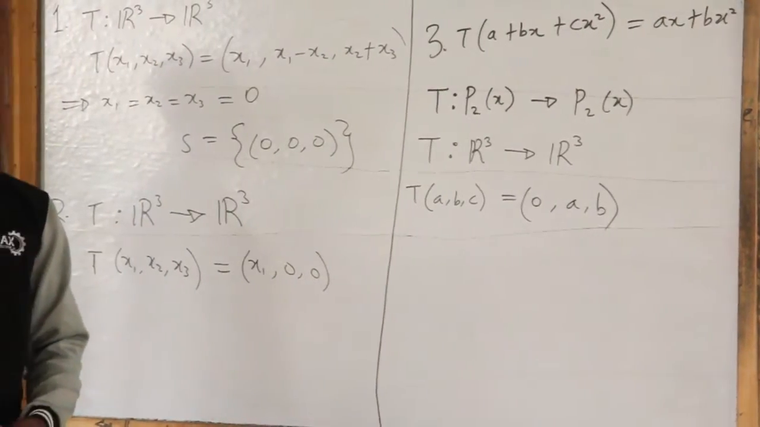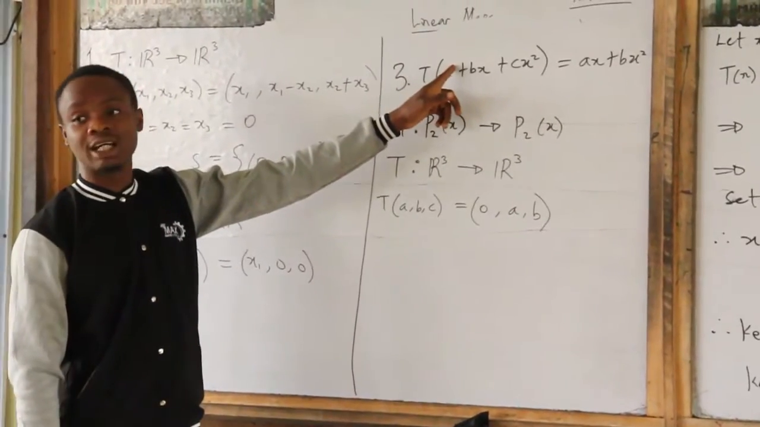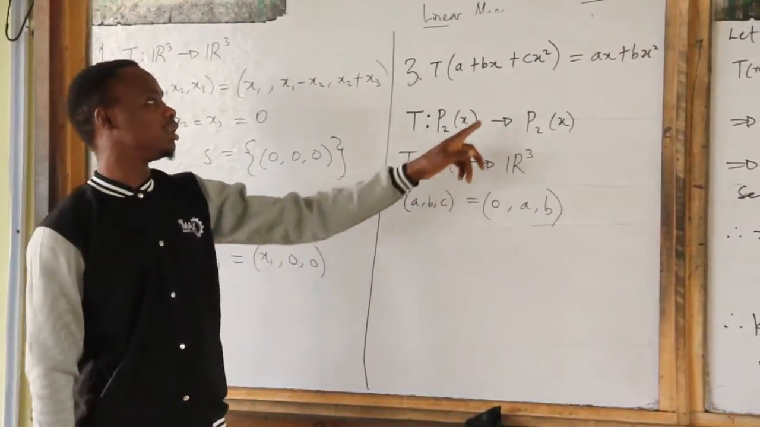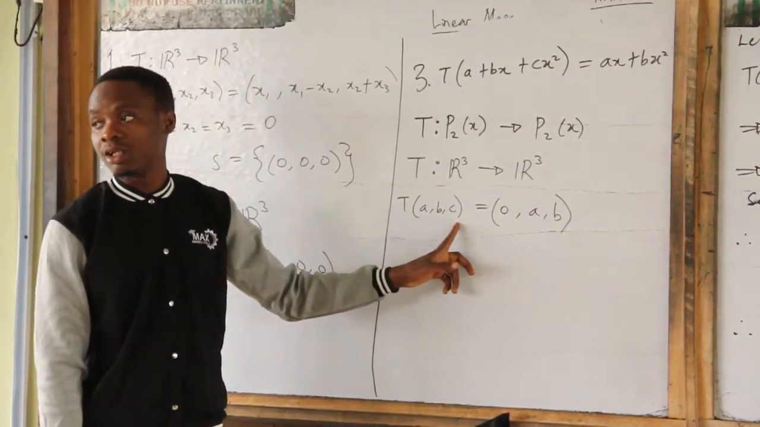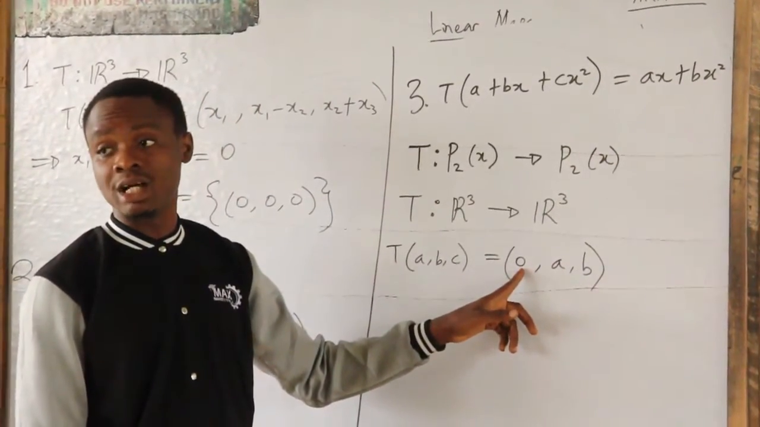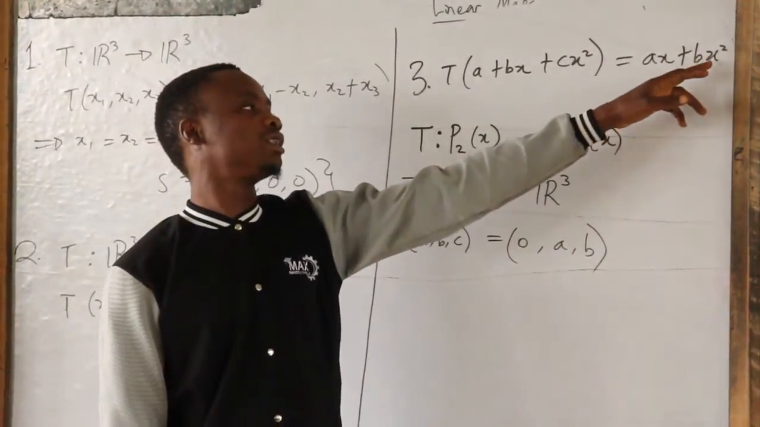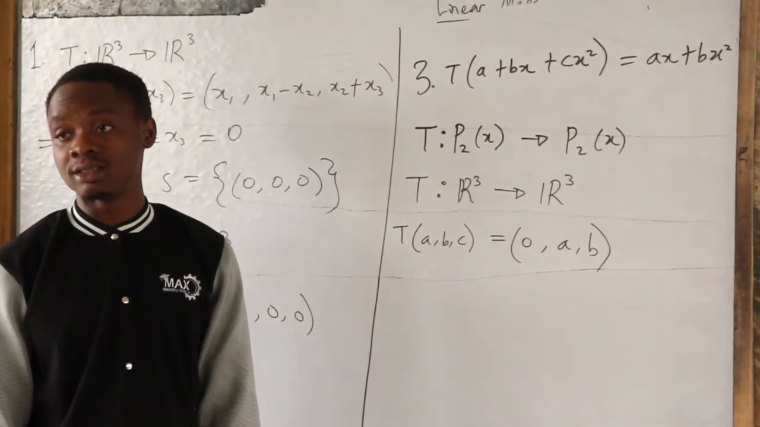So I'm arranging the coefficients. The constant term comes first, the coefficient of x comes second, the coefficient of x squared comes third. And then in the result, the constant term is 0, the coefficient of x is A, the coefficient of x squared is B. Let's arrange them in that order. Is this clear?